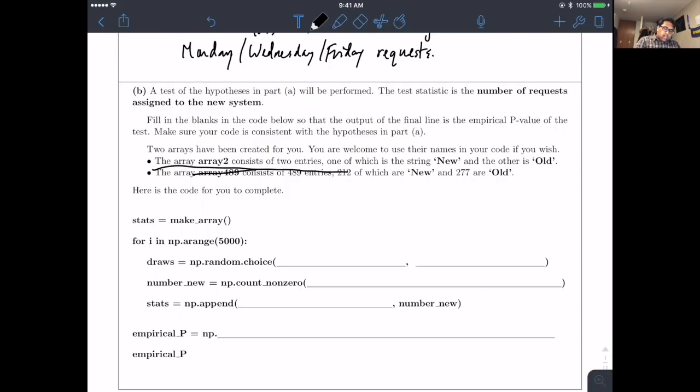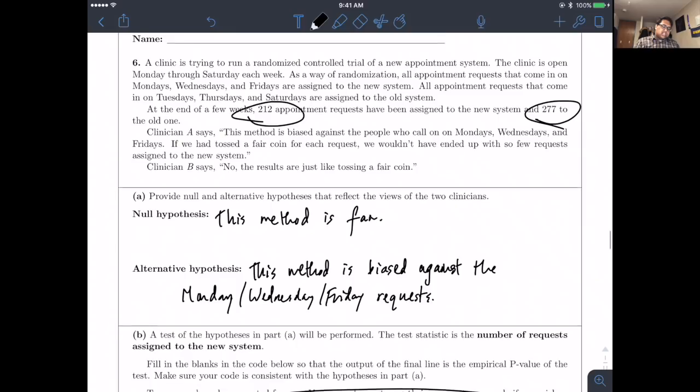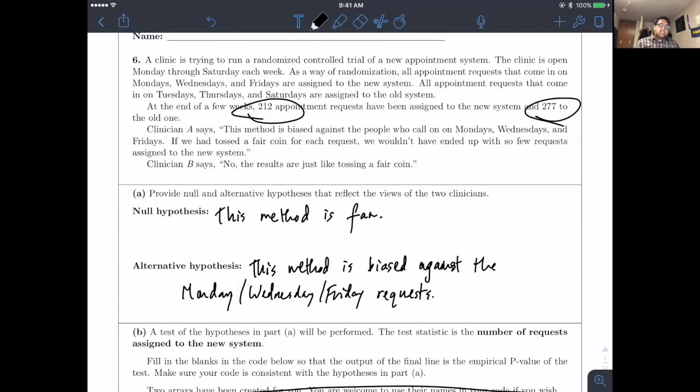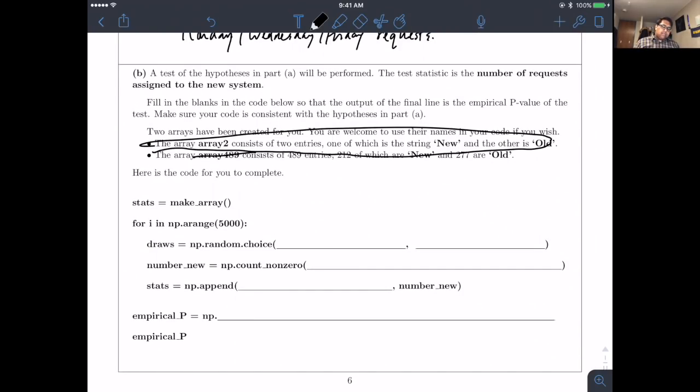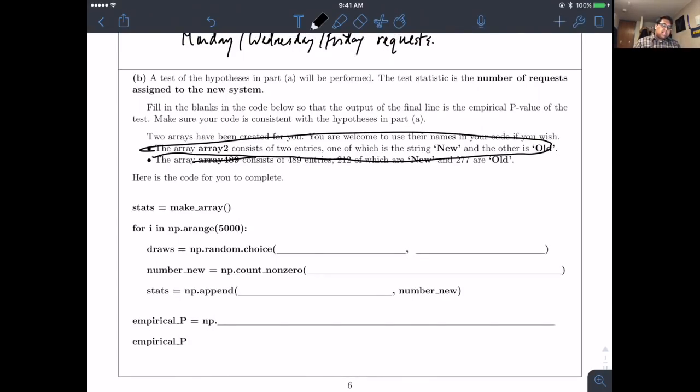We want to use array 2, which is the string new and the string old, and we're going to randomly select from. We're going to randomly select either new or old, which is equivalent to flipping a coin, which is what clinician B claims. This is not equivalent to flipping a coin, right? So essentially what we're going to do is flip a coin 5,000 times and see if it's possible that we have less than 212 heads. That's essentially what we're going to do. Find the probability of there being less than 212 heads.